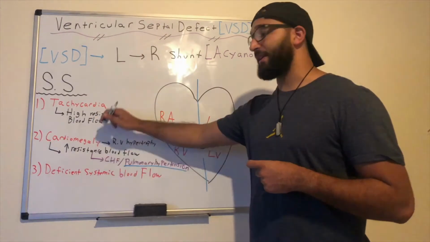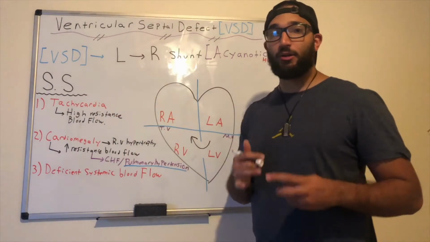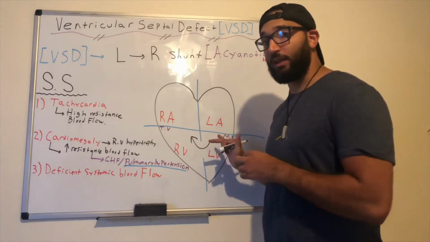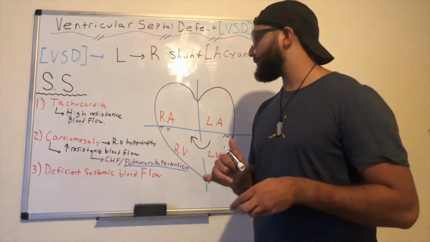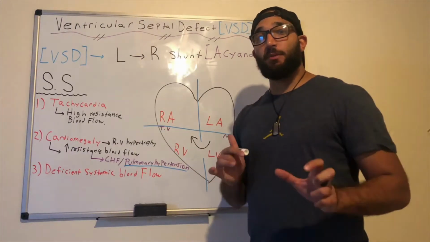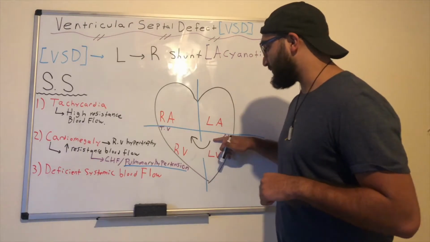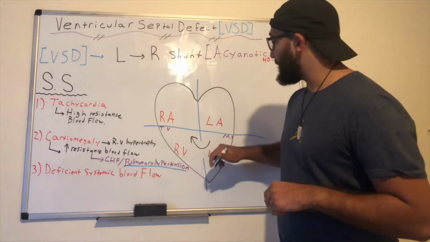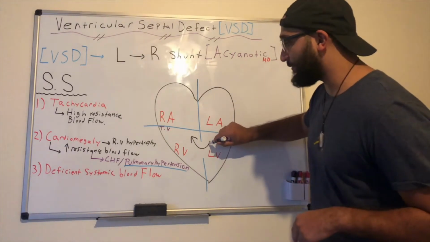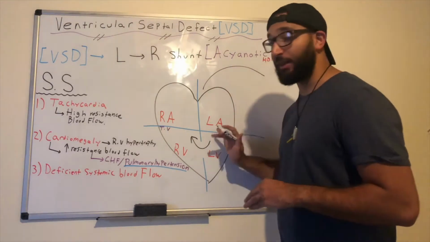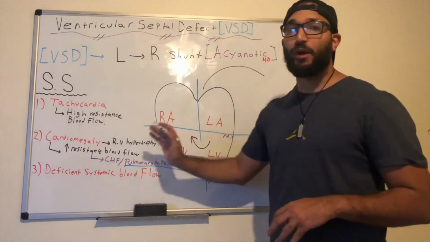Another sign and symptom is tachycardia. The reason tachycardia occurs is because there's high resistance blood flow flowing from the left ventricle to the right ventricle. The third sign and symptom is deficient blood flow volume. Since blood is flowing from the left ventricle to the right ventricle, there's not going to be enough blood flowing out to systemic circulation, because most of the blood is flowing from the left side of the heart to the right side of the heart.